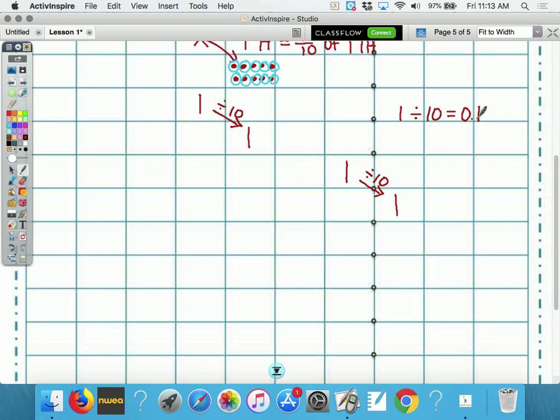Wait a minute. Can I divide a small number by a large number? No. Not before now. Yeah. Can I now that I know decimal place value? Yes. Absolutely I can. Okay, so let's write these statements again. 1, and we're going to have to do it like this. 1 equals 10 tenths. And you're going to have to write that one out.